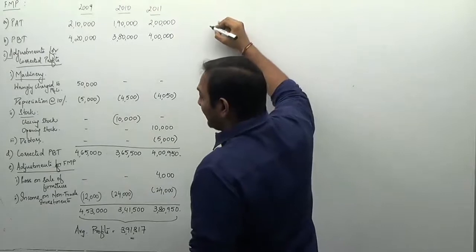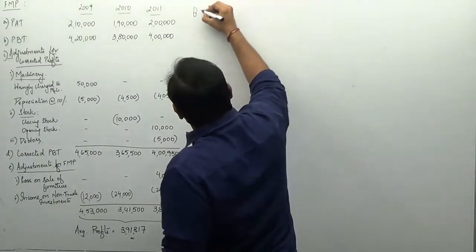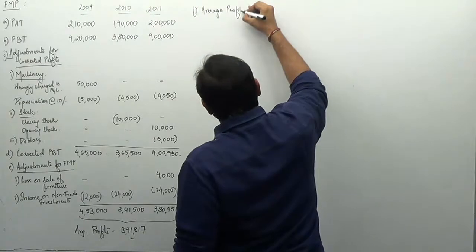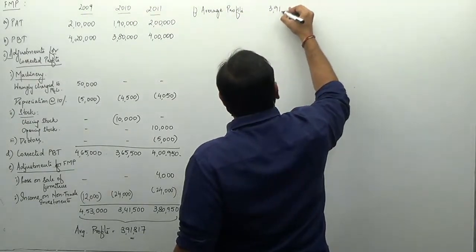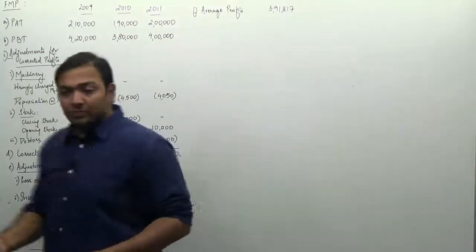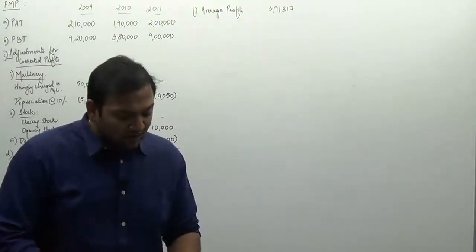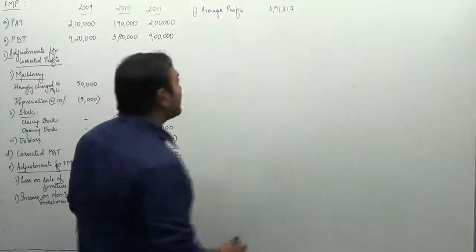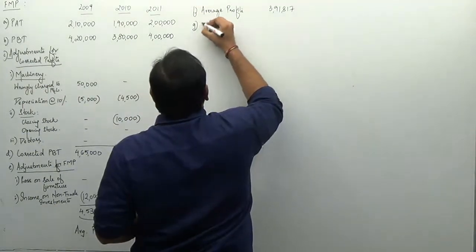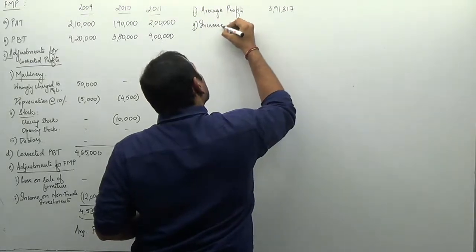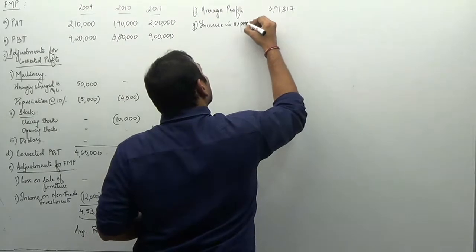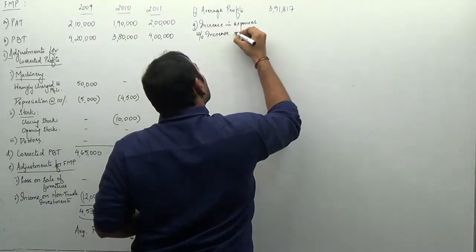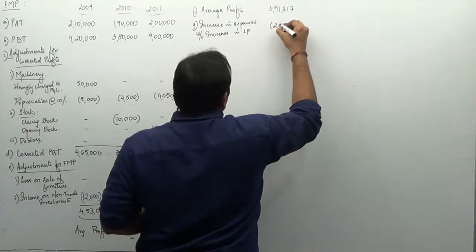You need to continue calculating. Average of past profits is 391,817. But I'm talking about future. So there should be some future adjustments. Check the future adjustments. Turn to point number E. An increase in expenditure without commensurate increase in selling price is 20,000. So this will reduce my profits by 20,000.